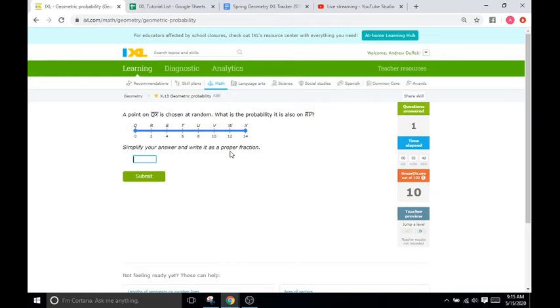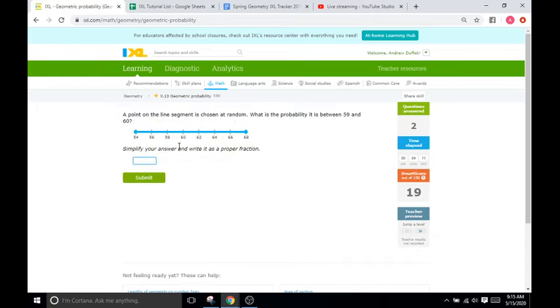Okay, a point on QX, so the entire line is chosen at random. What is the probability it is also on RV? Well, the distance between RV is 2 to 10, so that's going to be 8 over, and how long is the line in total? 0 to 14, so 14. Okay, so 8 over 14. Let's simplify that down by half, so that's going to be 4 over 7.